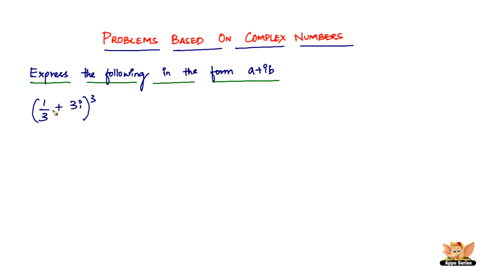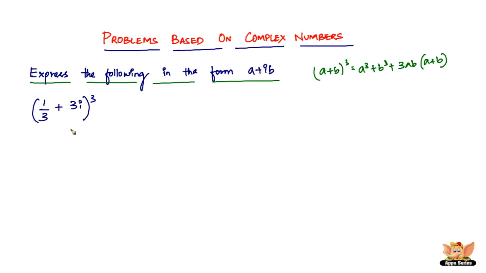So this is of the form a plus b the whole cube, which is nothing but a cube plus b cube plus 3ab into a plus b, which I will be writing here for your reference, but otherwise I would prefer that you know it by now. This is a pretty basic algebraic identity. So a plus b whole cube is a cube plus b cube plus 3ab times a plus b. Alright, so a is 1 by 3 and b is 3i.